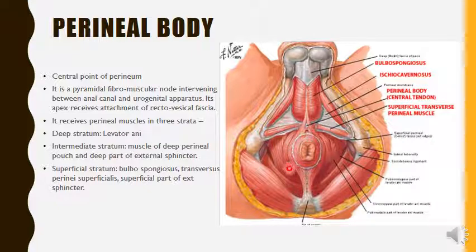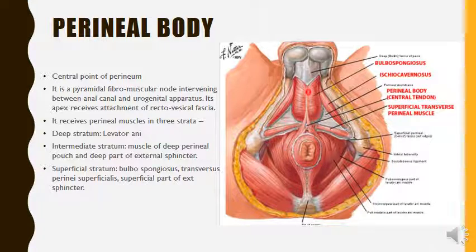Now this one is the anal opening and this one is the external anal sphincter. The circular muscle fibers that you are seeing are nothing but the sphincter. This external anal sphincter has a superficial layer of muscles and a deep layer of muscles. So this is the deep layer of the external anal sphincter, and that inserts into the perineal body in its intermediate stratum.